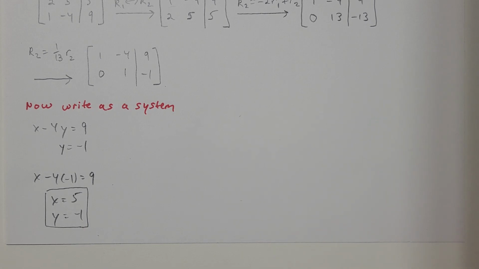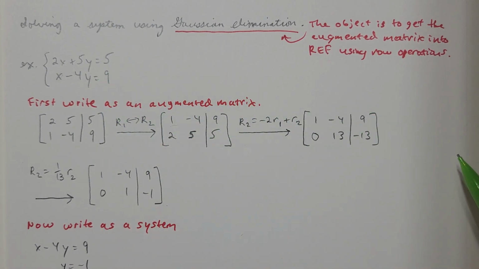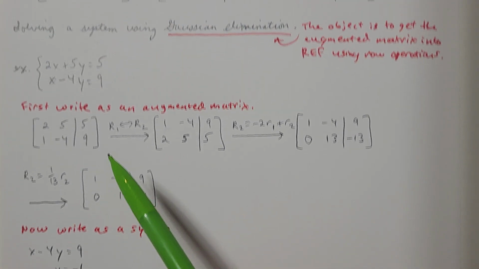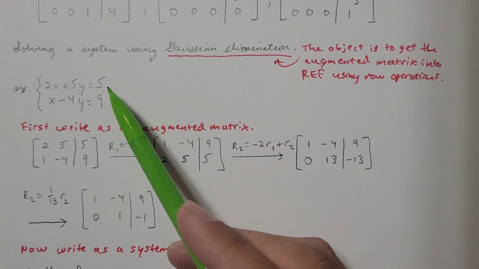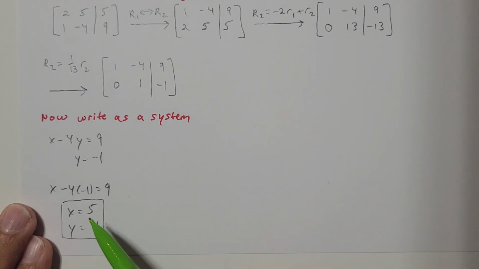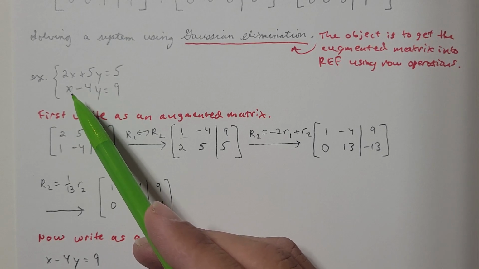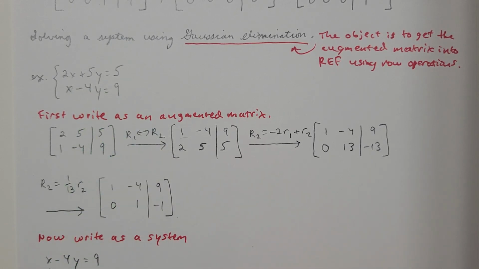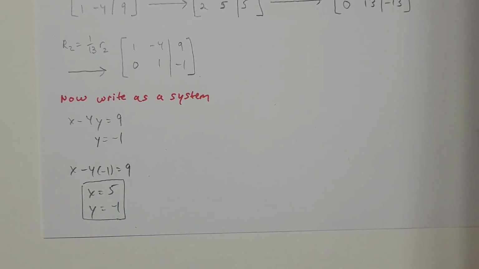How do I know that that's right? I can plug it in and check. Okay, so let's check this. x is 5 and y is -1. So is it true that 10 minus 5 is 5? Yes. And x equals 5, y equals -1 down here. Is it also true that 5 plus 4 is 9? Yes. Okay, so we can go ahead and circle this result here. Okay, that's correct.